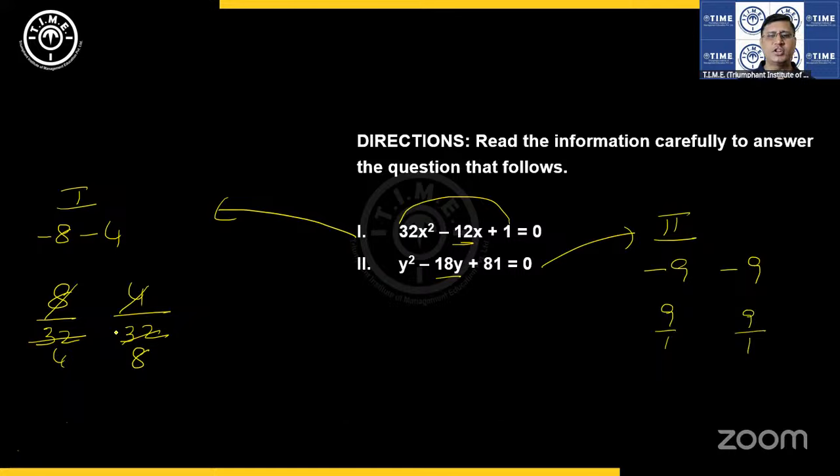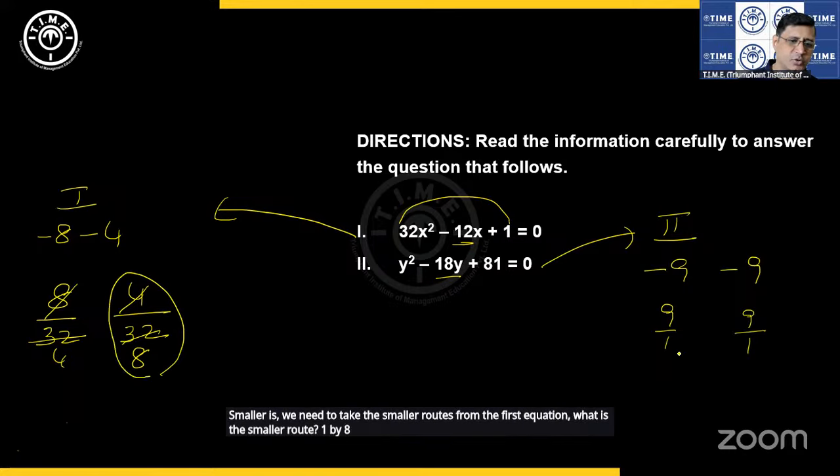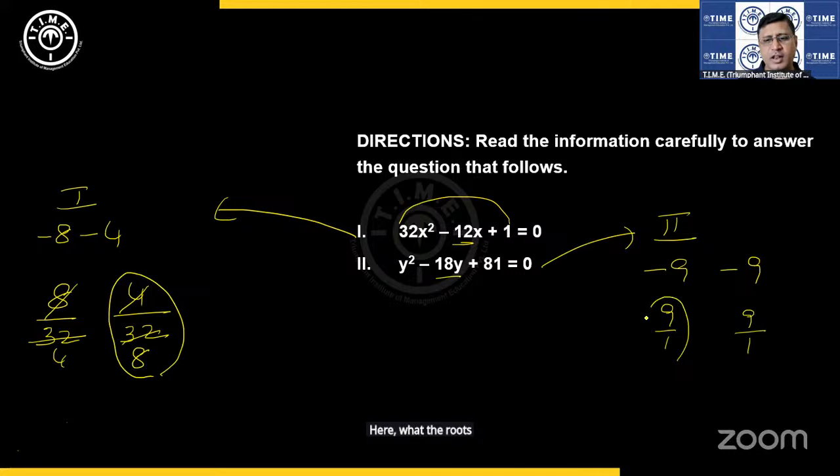Smaller roots, we need to take the smaller roots. From the first equation, what is the smaller root? 1 by 8 is the smaller root. Here both the roots are same, so 9 is the root. So reciprocal of 1 by 8. Reciprocal of 1 by 8 means that is 8. Reciprocal of 9, that is 1 by 9.